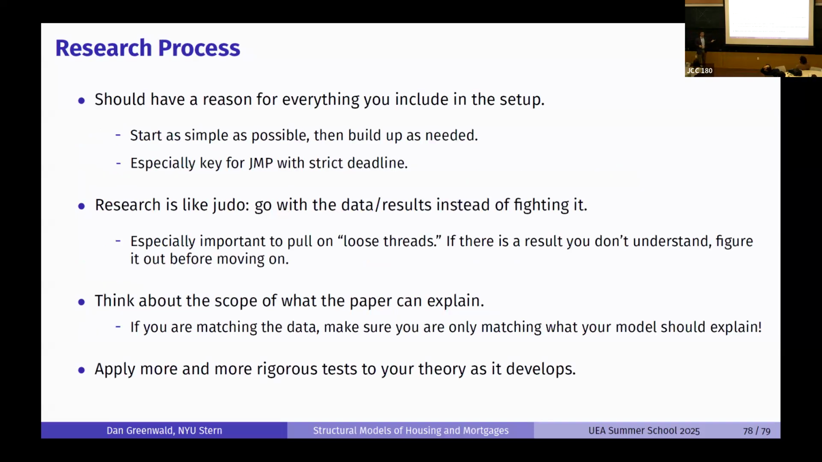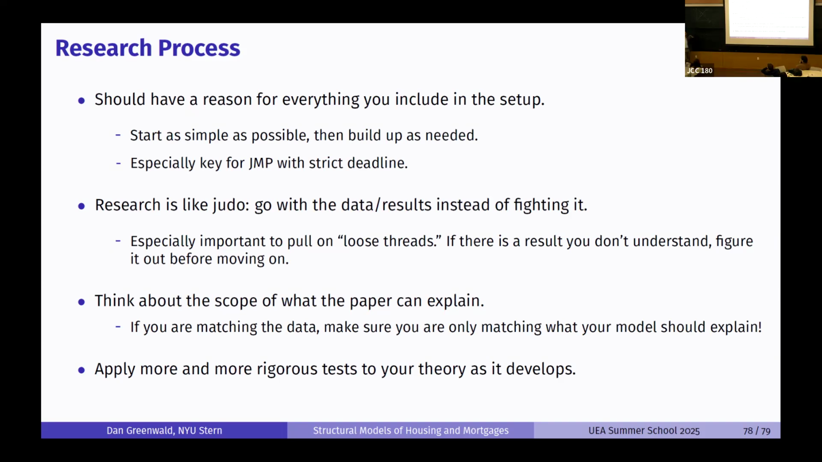The research process. In general, if you're doing structural work, but also for empirical work, you should have a reason for everything you include. One big thing is I really recommend starting as simple as possible and then building up as needed. This is good for two reasons. First of all, it gives you a lot of intuition for why you're getting your results. Because if you remember, oh, this is when I added in this step, that's when this thing started showing up, then you know exactly what difference generated it.